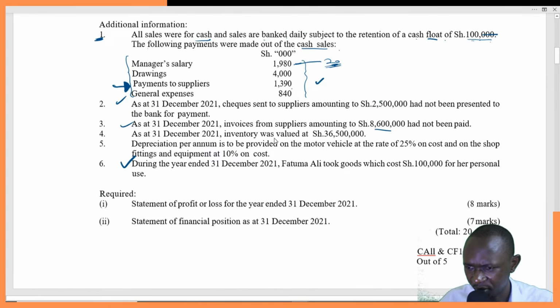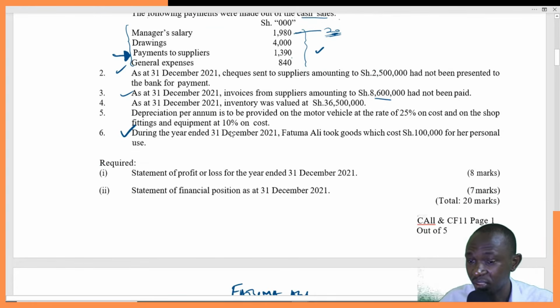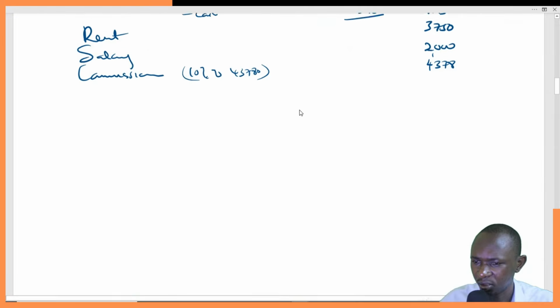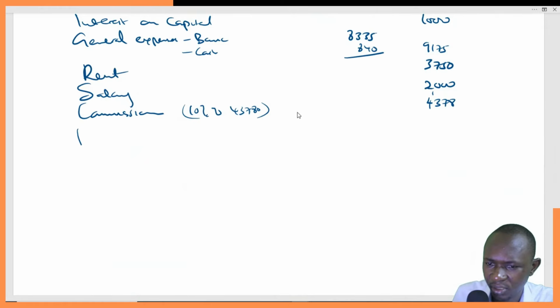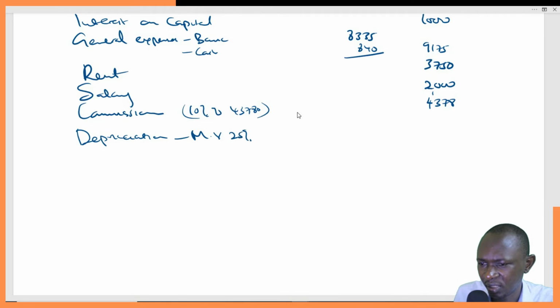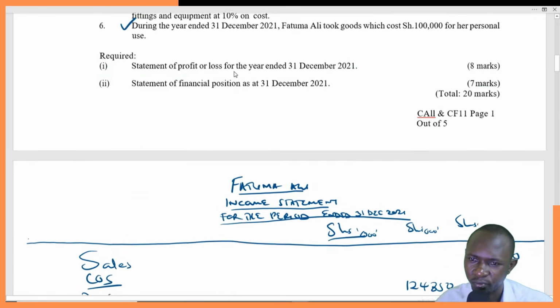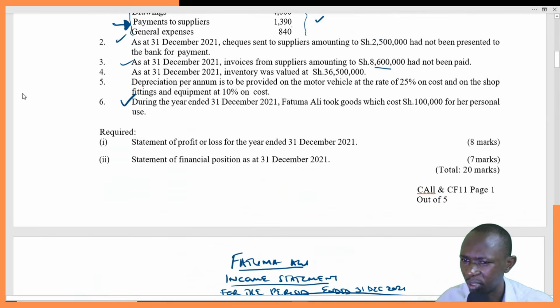Then check if there's anything we are leaving out because we're almost winding up. We've captured this, we've captured that. Oh, depreciation. Depreciation is to be provided on motor vehicle at the rate of 25% on cost and on shop fittings and equipment at 10%. So depreciation: motor vehicle at 25%, and then furniture and fittings at 10%. All of them are on cost.